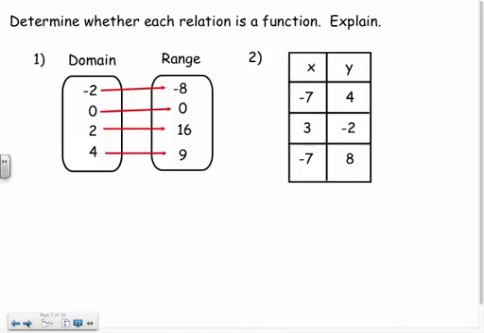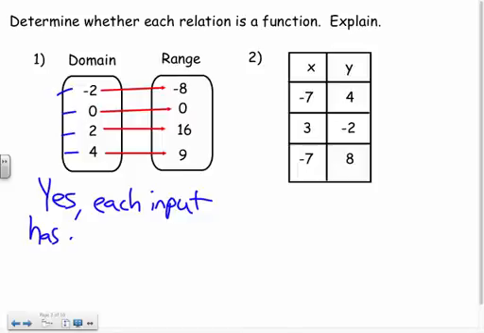Let's determine whether each relation is a function. Explain. To explain, in order to be a function, each input has to have one output. Remember, inputs are domains and x's. Outputs are our range or our y values. So I look here at my first example, this mapping. Each input, so -2, 0, 2, and 4, has exactly one output. So I would say, yes, this is a function. And to explain it, all I have to do is say each input has exactly one output.